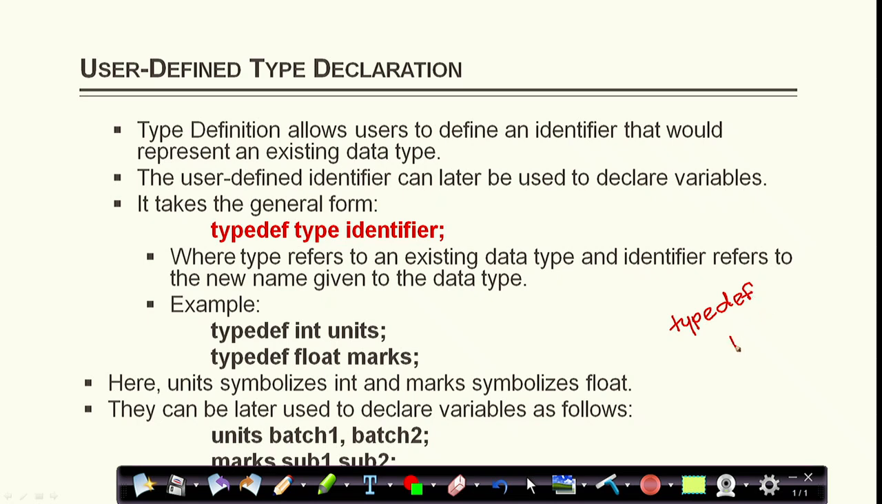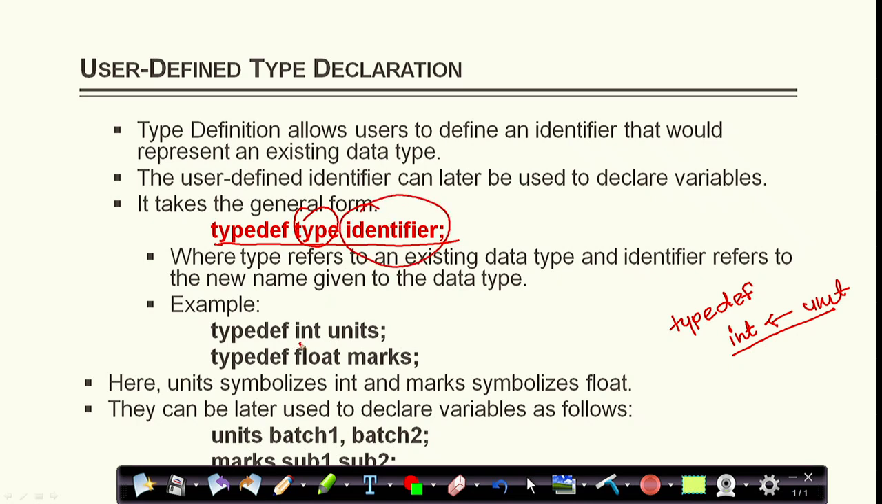Suppose you want to give an integer another name, unit. So instead of integer you want to use unit. Using a typedef you can give an alias to an existing data type. This is the general form. First you have to use the typedef keyword, then the type and the identifier. Here type is your existing data type and identifier is the new name of that data type.